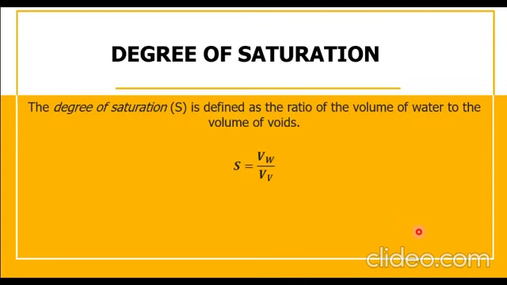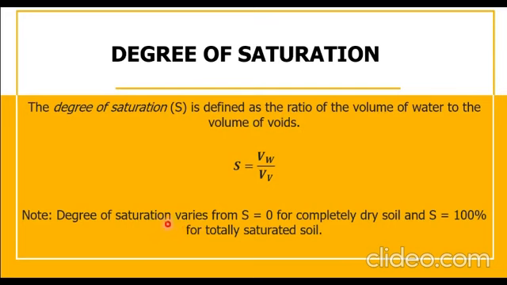Next property of soil is what we call the degree of saturation. The degree of saturation is defined as the ratio of the volume of water to the volume of voids and is equal to Vw over Vv. Note, degree of saturation varies from S equal to 0 for completely dry soil and S equal to 100% for totally saturated soil.